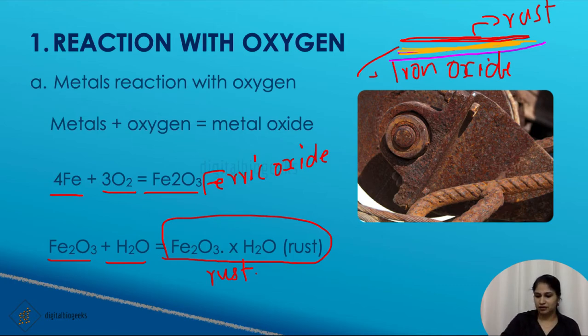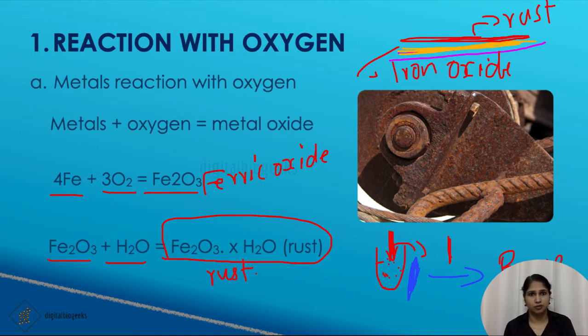Now, if we take some pieces of rust and put them in water, and take a red litmus paper and put it in, that will turn blue in color. That means this is a base. Red litmus turning blue means that it is a base. So this rust is a basic compound.